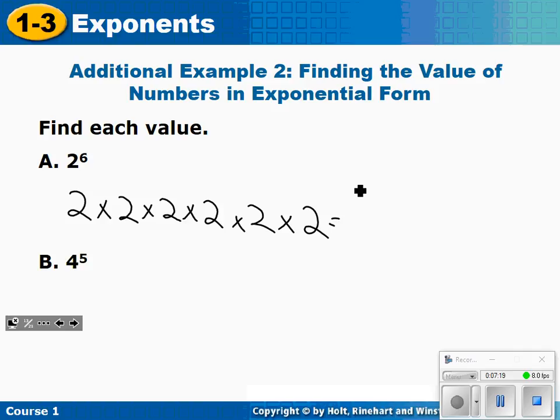What is 2 times 2 times 2 times 2 times 2? Well, 2 times 2 is? Times 2 is? Times 2 is 16. Times 2 is 32. Times 2 is 64.